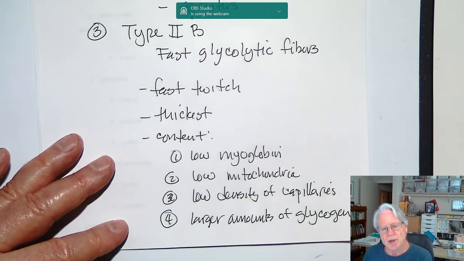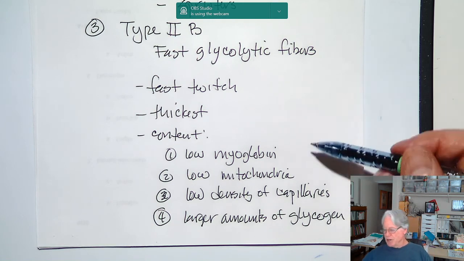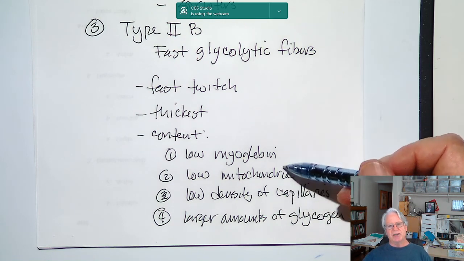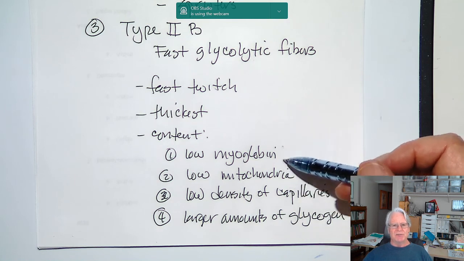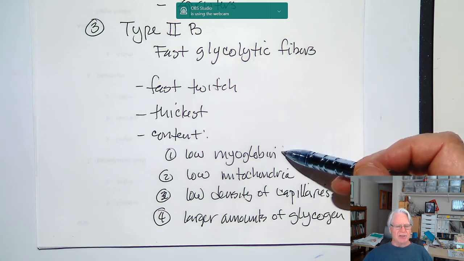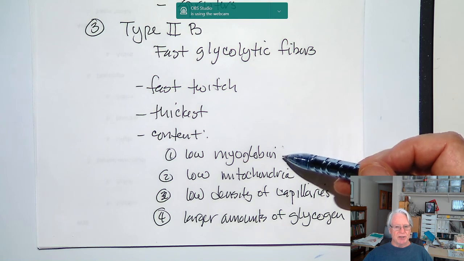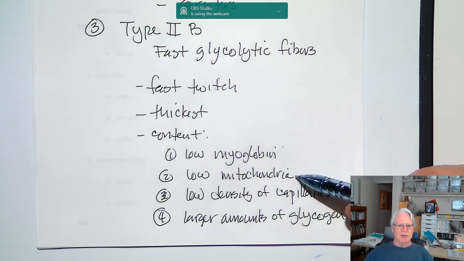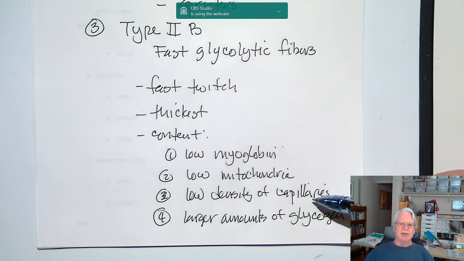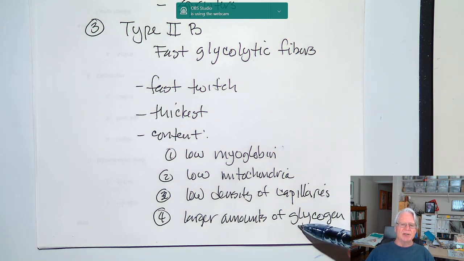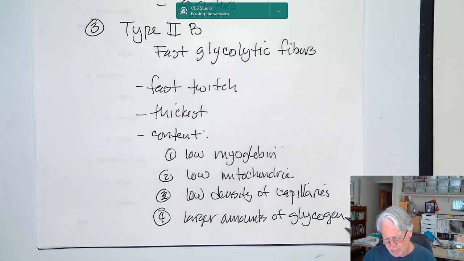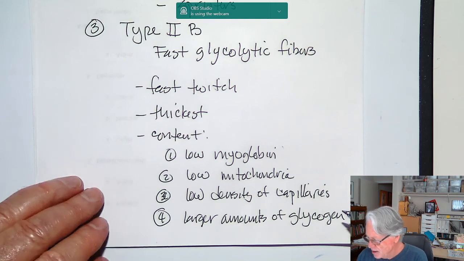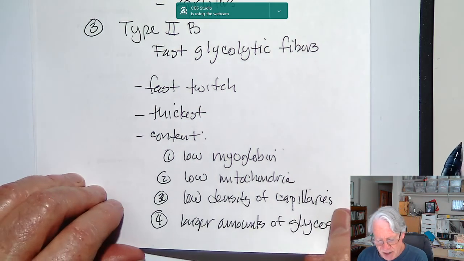So we've got plenty of fuel, but we don't have the capacity to generate ATP using oxygen very well, because there's not a lot of oxygen available in the cells, stored in the cells. We don't have a lot of mitochondria, and because we have a low density of capillaries, the delivery of oxygen is going to be impaired. However, we've got huge amounts of fuel to burn, and so we're going to be able to burn that fuel using the glycolytic metabolic pathways.